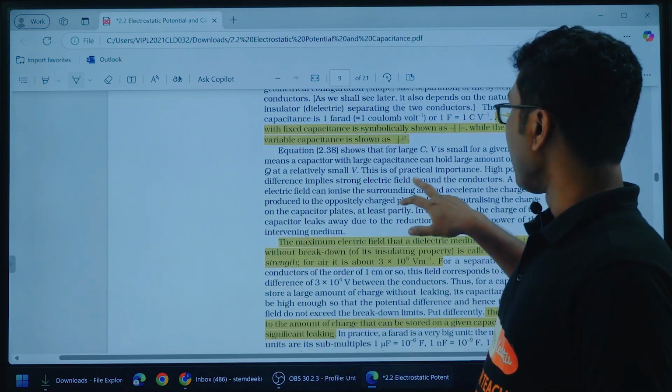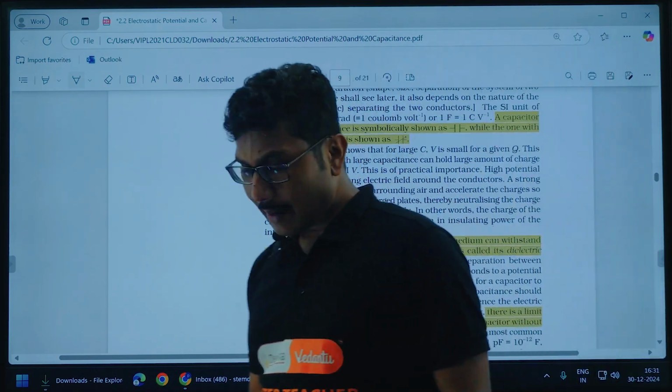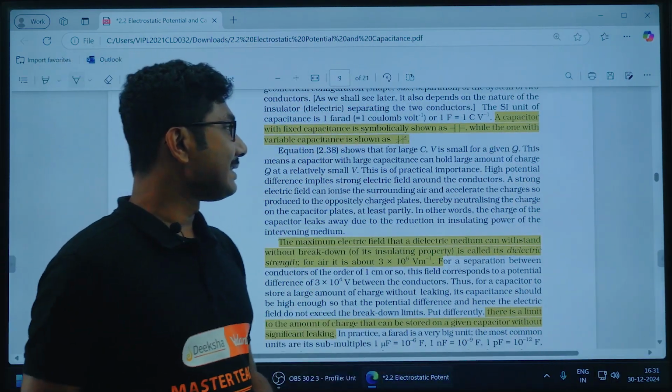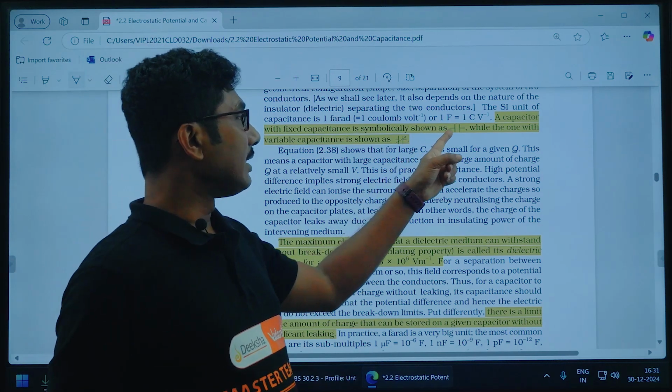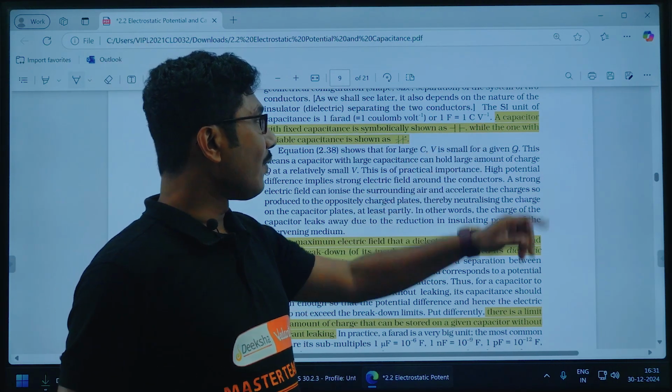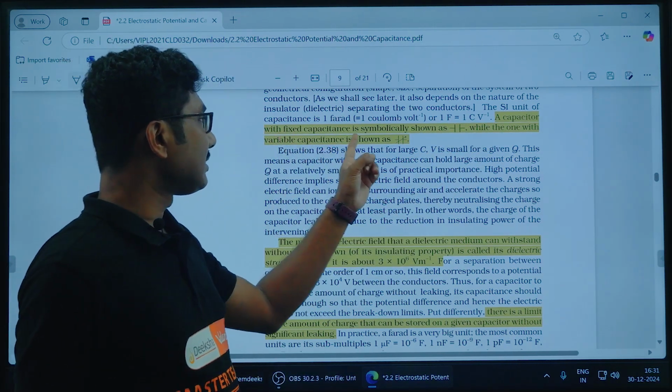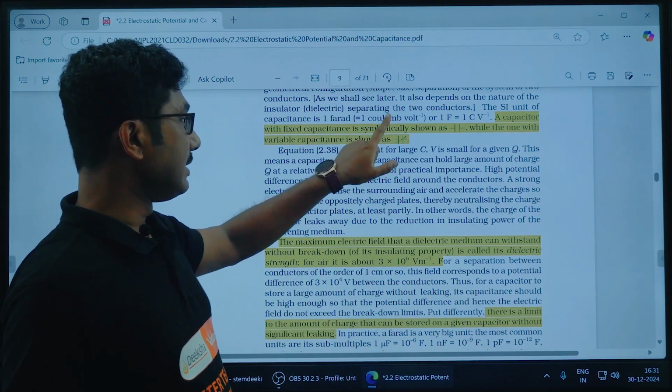Now, a capacitor with fixed capacitance is symbolically shown as this parallel plate symbol, while the one with variable capacitance is shown as this variable symbol.